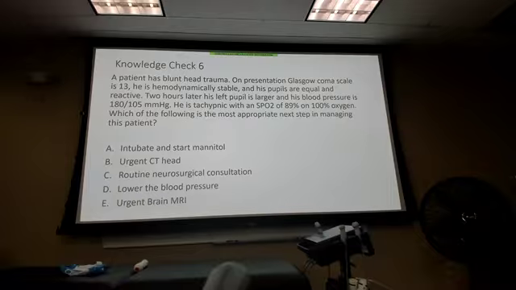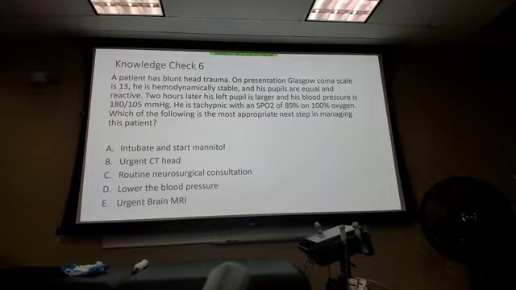You want him to die in the MRI? No. Okay, so we don't want him to die in the MRI. We don't necessarily want to lower his blood pressure, right? Because that gives us a good MAP. A routine neurosurgery consult, probably not. We want an emergent one. Okay? Urgent CT scanner, do you think he's going to die in the CT scanner? Don't put an unstable patient in the donut of truth. Okay? Don't do that to yourself.